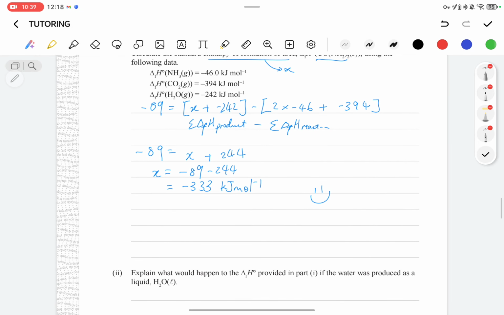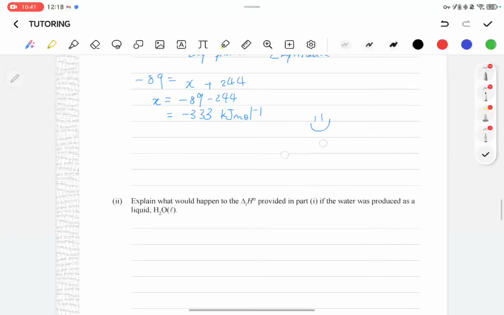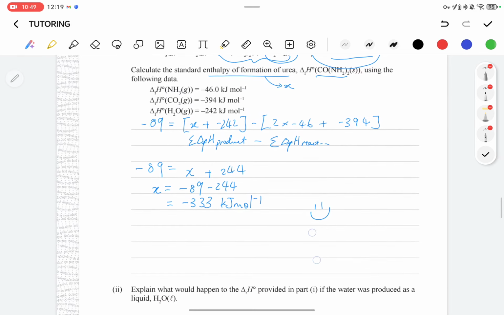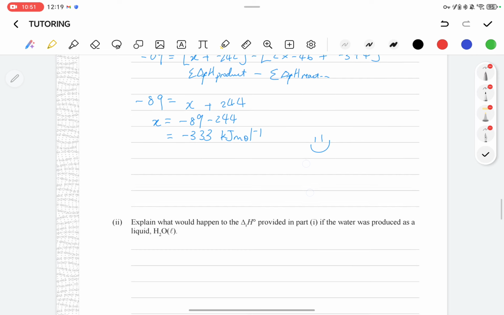If liquid water was produced instead of gaseous, there would be heat energy released as intermolecular bonds form between the liquid water molecules. That means, as a result, the enthalpy change will be more negative. Let's pass it over to Eric for more insight on the situation.